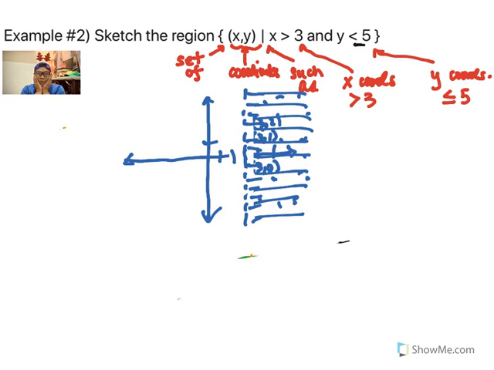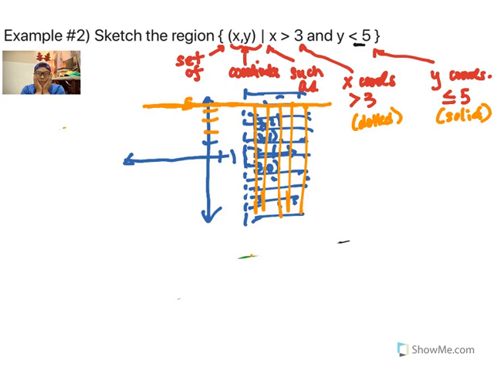Now, at the same time, though, there's one more condition here. The y's also have to be less than or equal to 5. So where's 5? 1, 2, 3, 4, 5. Here's y equals 5. So it has to be below it. So this way. All these points below this yellow line, the y coordinates of the points are less than or equal to 5. When it's less than or equal to, this is a solid line. When it's just greater than or less than, this is a dotted line. This is solid.